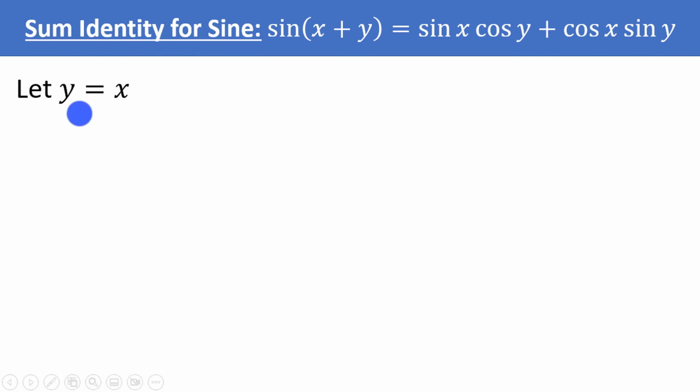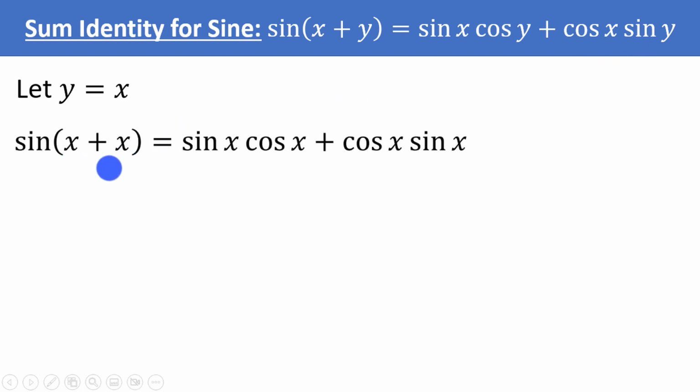Suppose that x and y were the same. If that were the case, we could replace every y in the formula with an x. We would get sine of x plus x is equal to sine of x times cosine of x plus cosine of x times sine of x. On the left-hand side, we would have sine of 2x.